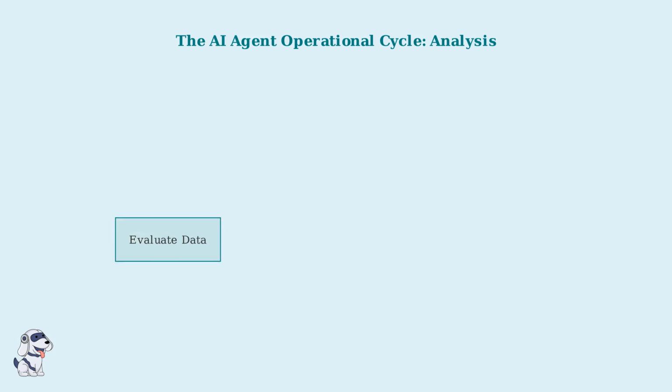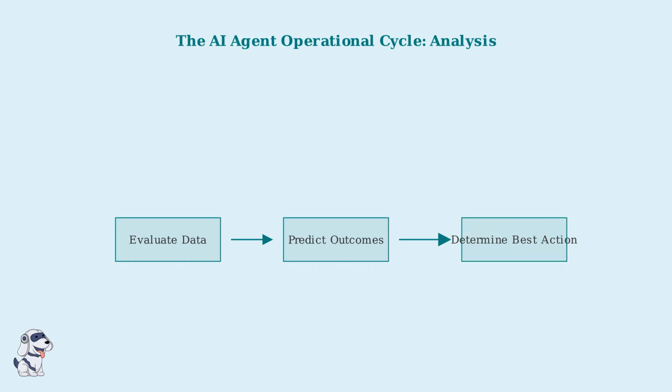First, the agent evaluates the data, assessing its relevance and quality for the current situation. Next, it predicts outcomes by using algorithms to forecast potential results based on the evaluated data. Finally, the agent determines the best course of action, selecting from available options to maximize goal achievement.